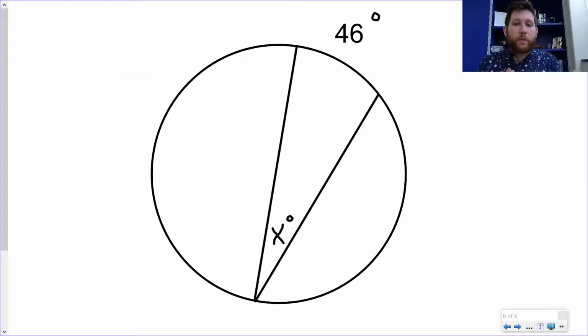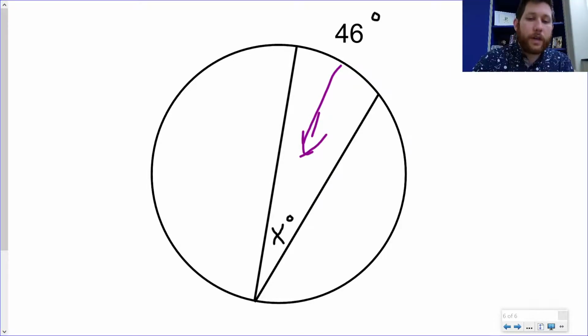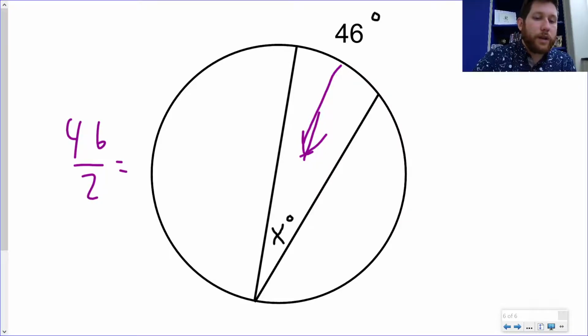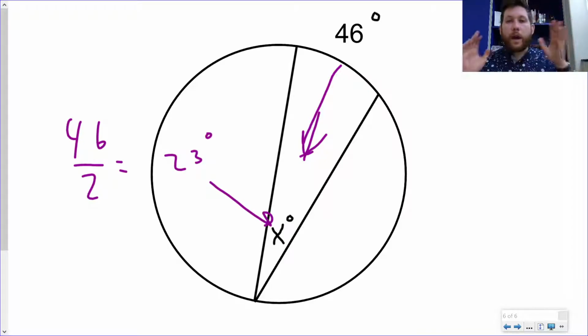All right, let's look at one more here. So I've got 46 degrees. I'm going in towards X, okay? The walls are kind of closing in here. So we're going to divide 46 by 2, and I get 23 degrees as my X value. All right, hopefully that was helpful, but this is just a quick video on central and inscribed angles.